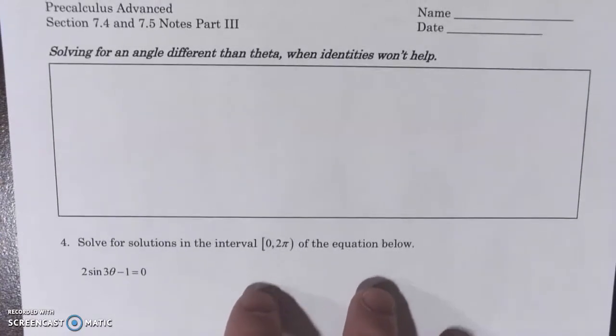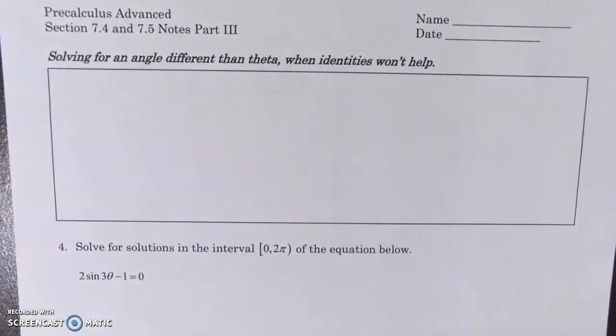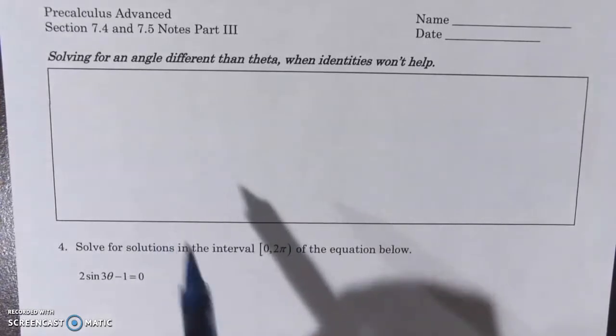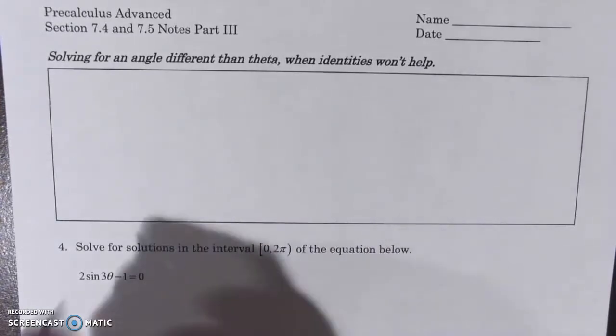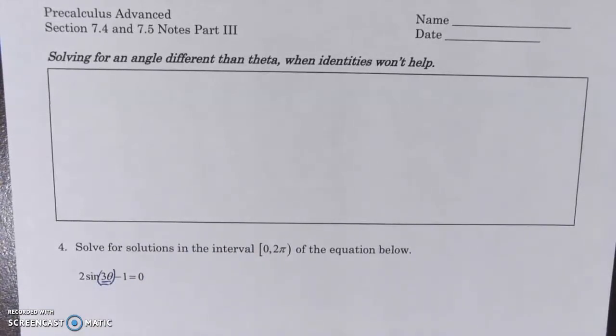All right, guys, our last part of these solving trig equations notes deals with another issue, just like we solved using identities, but identities aren't going to help us here. Let's take a look at number 4. We're going to be solving here, but we have a 3 theta.